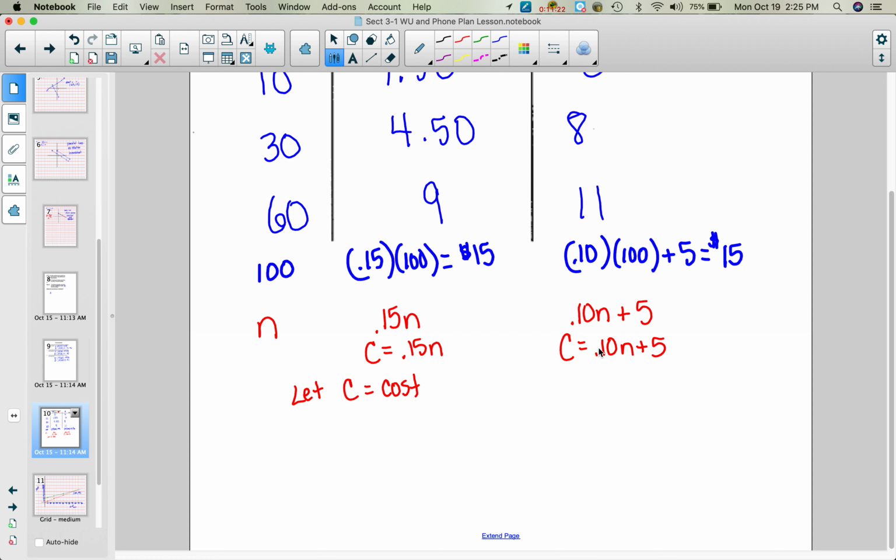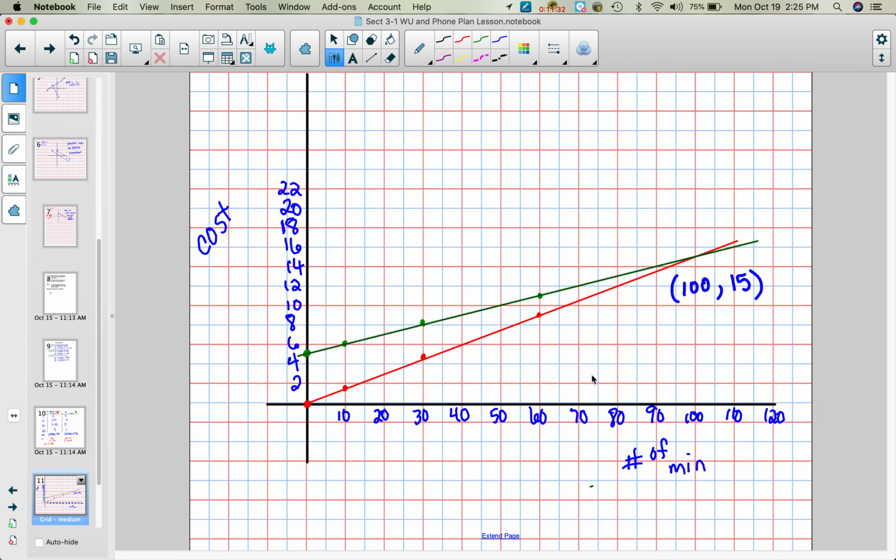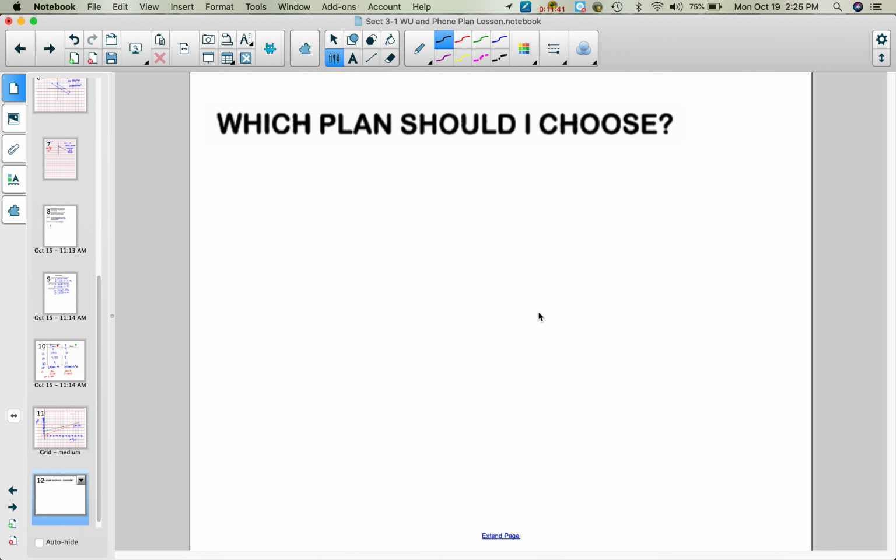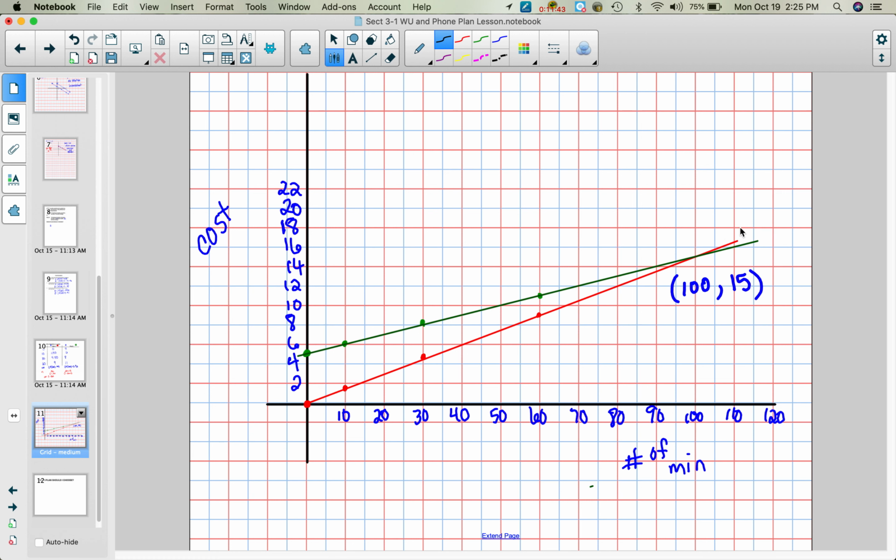Notice that the slope, I've switched these around. The 5 is like my y-intercept, and my slope would be 0.10. So I can actually come up with what the equation of the line would be. And that's the equations of these lines. So then here's the question. Remember how I started this? Which plan should I choose? So it depends. This is my break even.